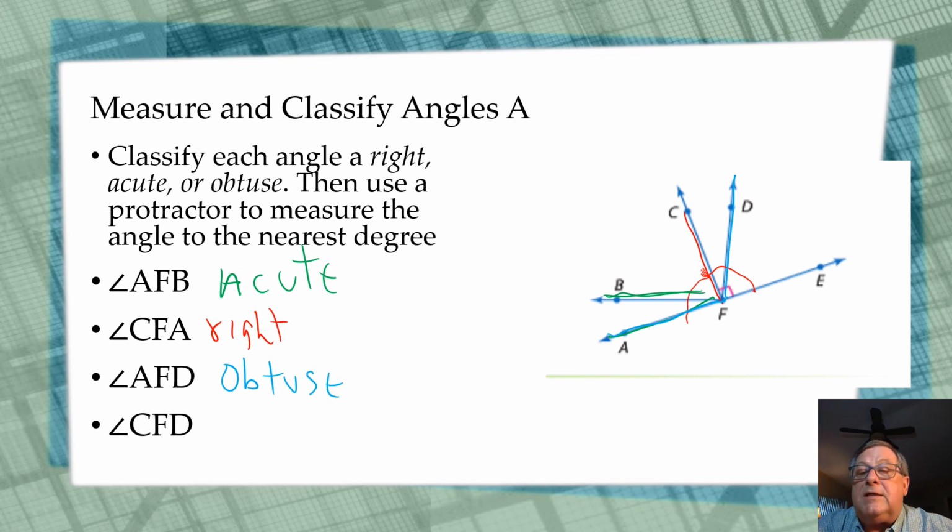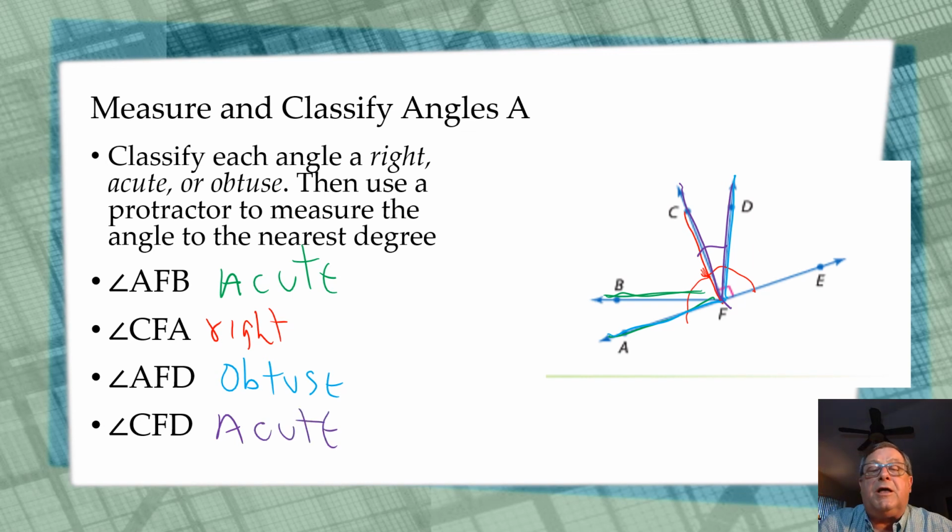And then lastly, CFD. And again, like AFB, this angle here makes up part of the angle CFE. And so obviously it's less than 90 degrees. So CFD is also acute.